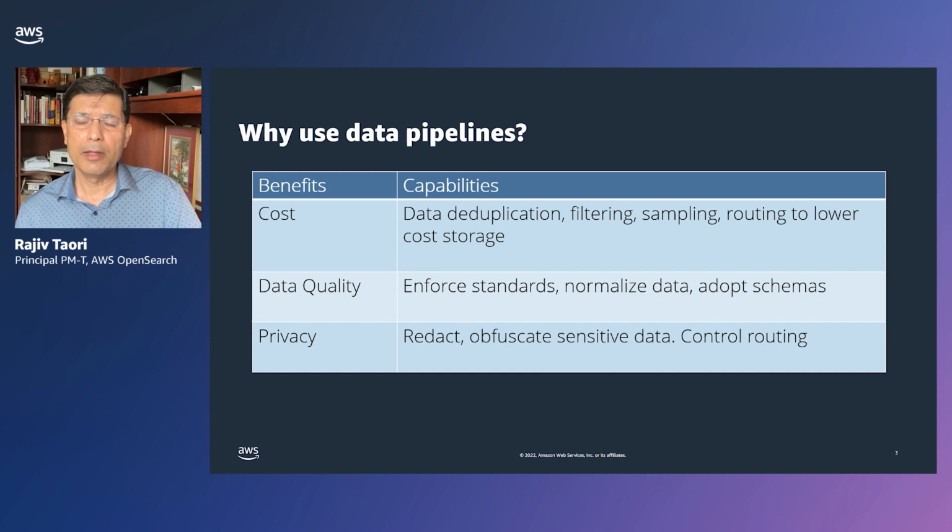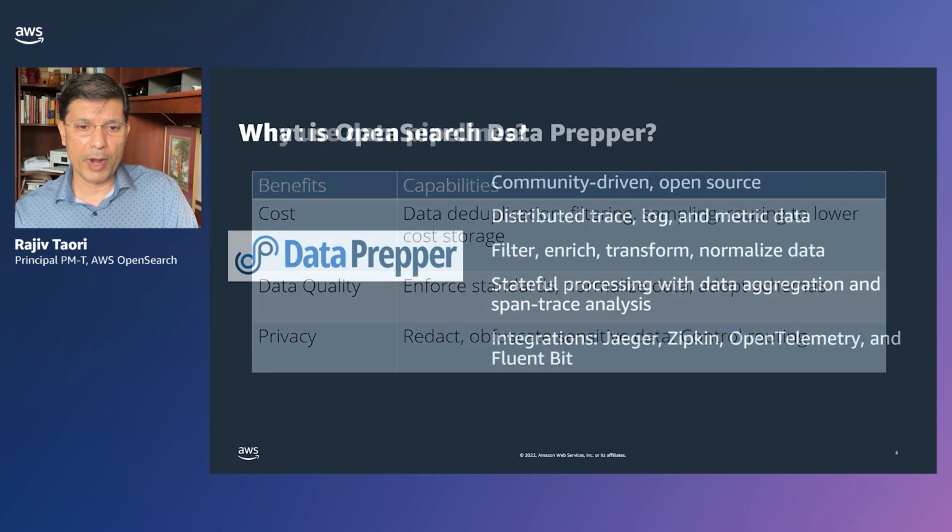And third, it's a really important aspect in helping you achieve your privacy objectives. So you can redact or obfuscate sensitive data, especially if it's personally identifiable information that you need to manage carefully. You can also control routing with your data pipelines, for data residency requirements, to route data to particular data stores in specific regions. Now, I mentioned that OpenSearch Ingestion is built on an OpenSearch project called Data Prepper.